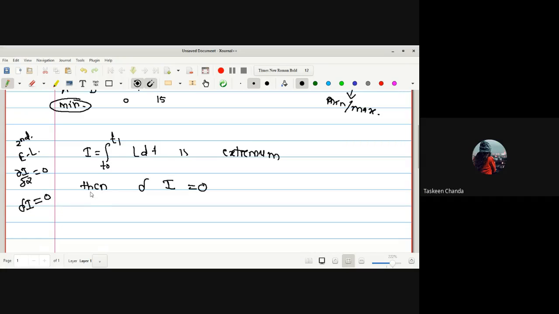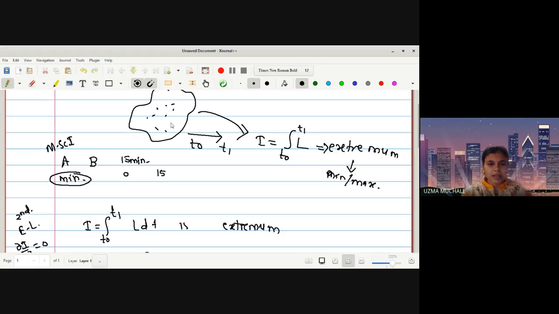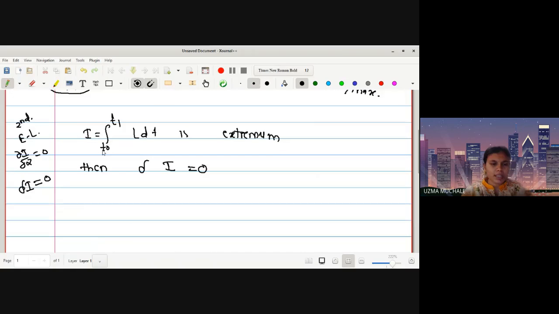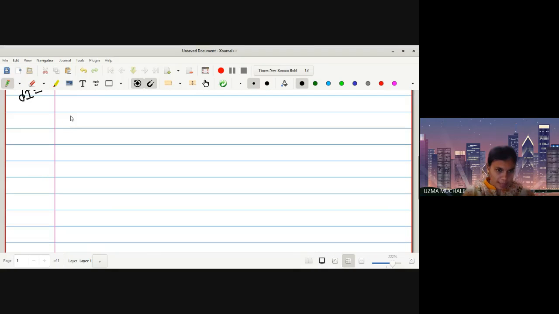Yes, ma'am. So here also the statement means that the dynamical system moves from point A to B within the time interval t0 to t1. It will choose a path in such a way that I will be extremum. What do you mean by I is extremum? You have to find the first derivative of I, which should be equal to 0. Here also the statement says that if the line integral of the Lagrangian is extremum, then the delta variation in the value of the integration I is equal to 0. Okay. Any doubt with this definition?